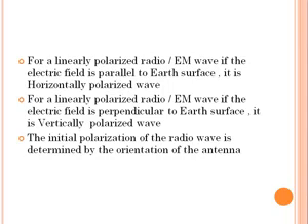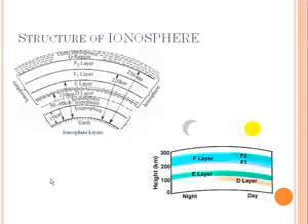Okay, so now we can move on to the structure of the ionosphere. The structure of the ionosphere is as shown in this figure. Mainly there are layers in the atmosphere, in the ionosphere. So what is the ionosphere? The ionosphere is the outer part of the atmosphere where the ionization is appreciable.